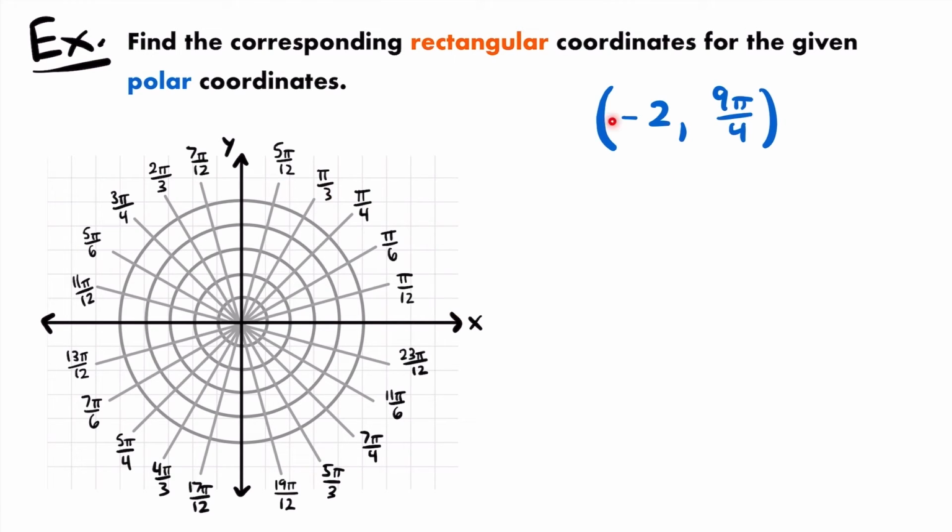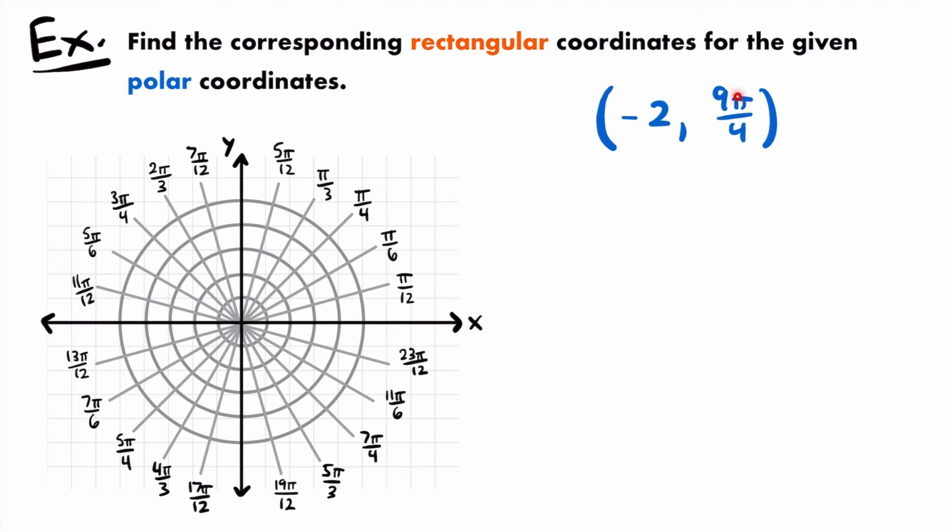But let's go through this process one more time. We want to find the corresponding rectangular coordinates for the given polar coordinates. In this case, our polar coordinates are -2, 9 pi divided by 4. And so let's start by plotting this point in this coordinate system. We want to do that so that we know if the corresponding rectangular coordinates that we find make sense, that they represent the same point as these polar coordinates. So let's plot this point.